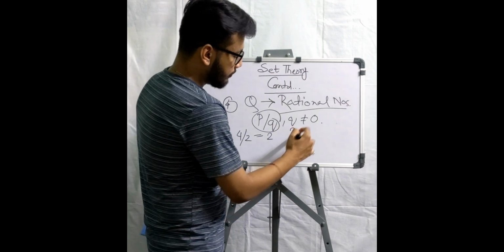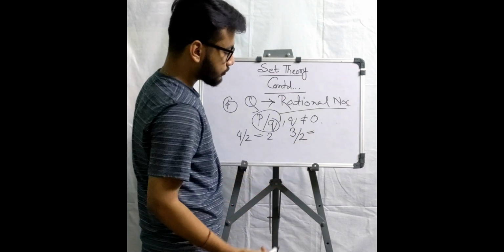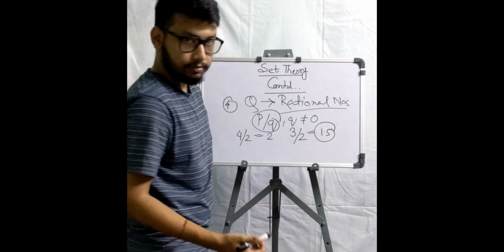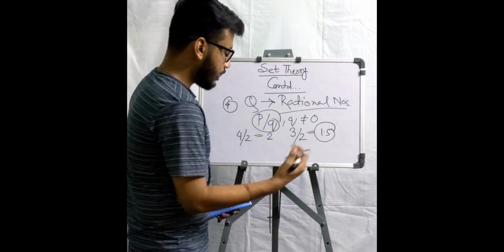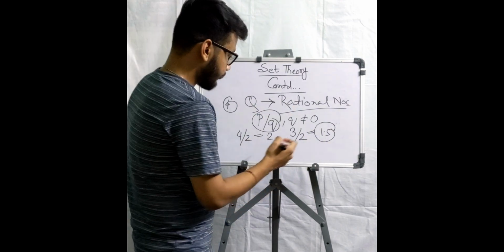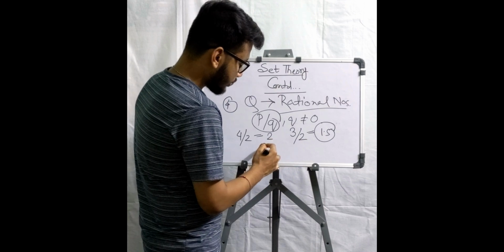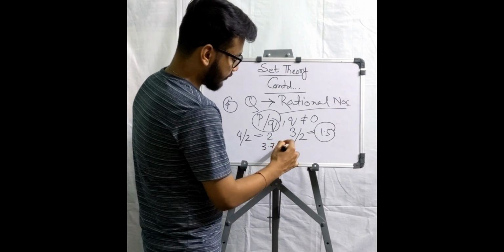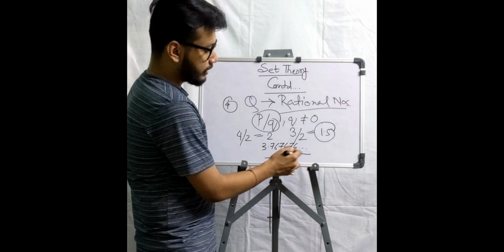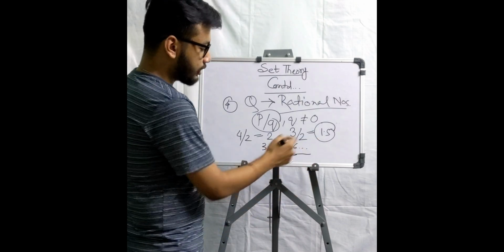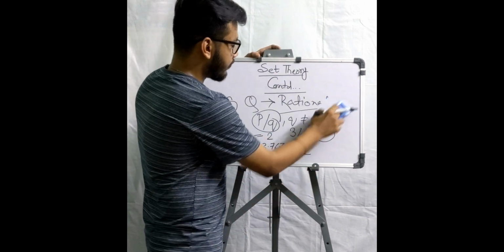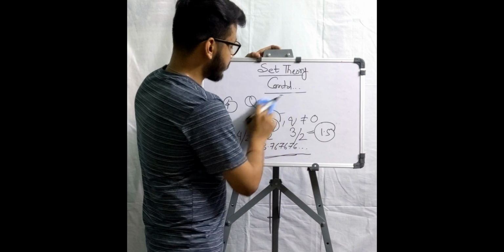If I write 3 by 2, I get 1.5. This is also a rational number. Similarly, any number which is recurring, for example 3.767676 and so on, is also an example of a rational number. Any recurring number is an example of a rational number. So we have understood what a rational number is.